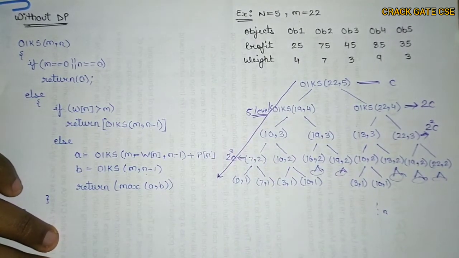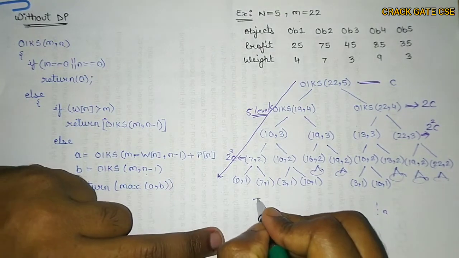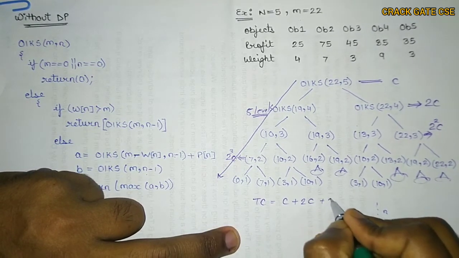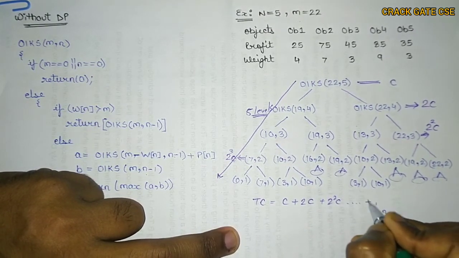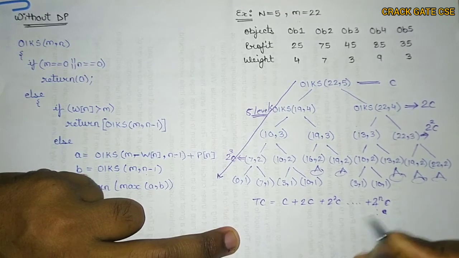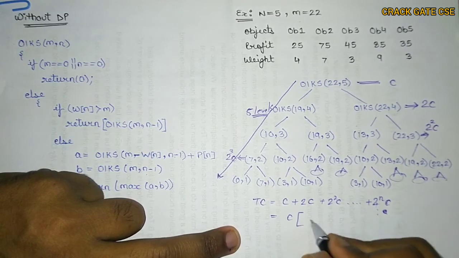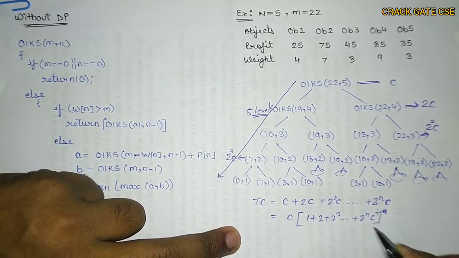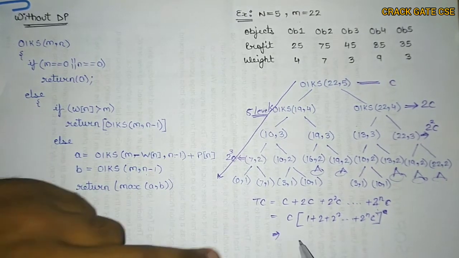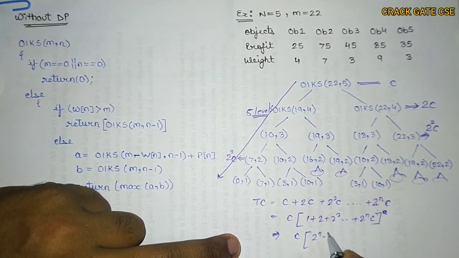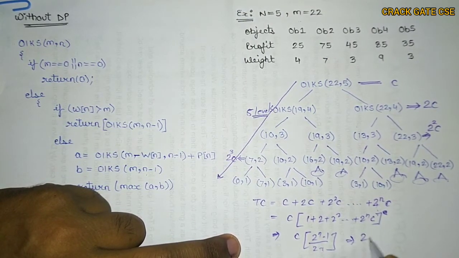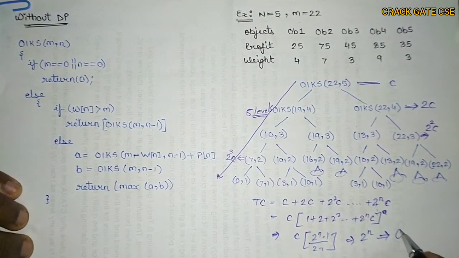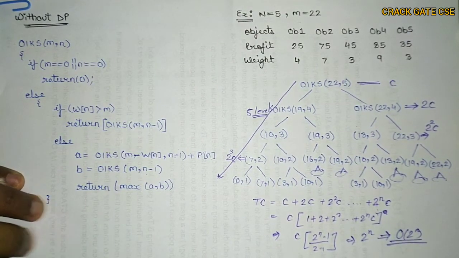If there are n objects, how can we find the time complexity? Time complexity will be c plus 2c plus 2 square c up to 2 to the power n times c, and if I take c common, this will be 1 plus 2 plus 2 square up to 2 to the power n, times c. It can be solved using the increasing GP series formula. So it will be 2 to the power n minus 1 upon 2 minus 1, which is equal to 2 to the power n. So the time complexity without using dynamic programming is order of 2 to the power n.